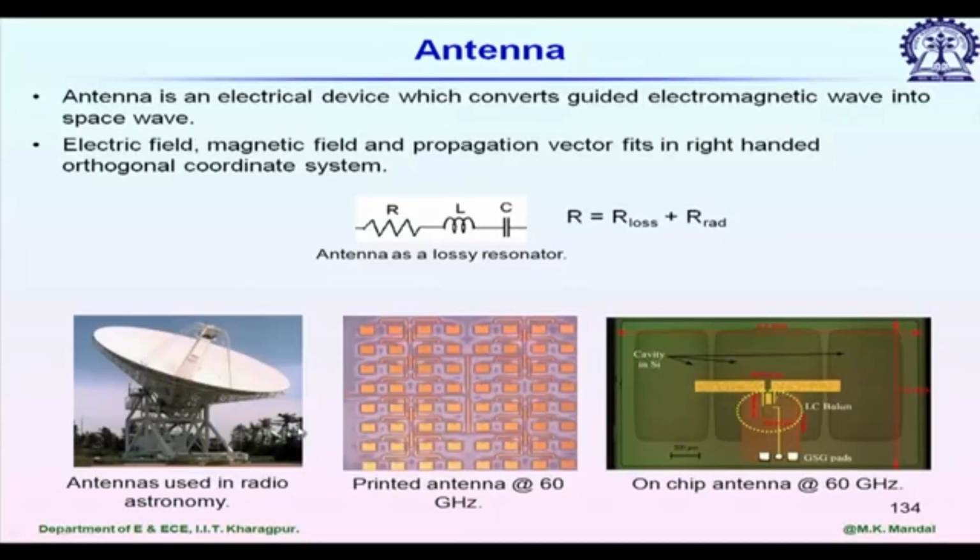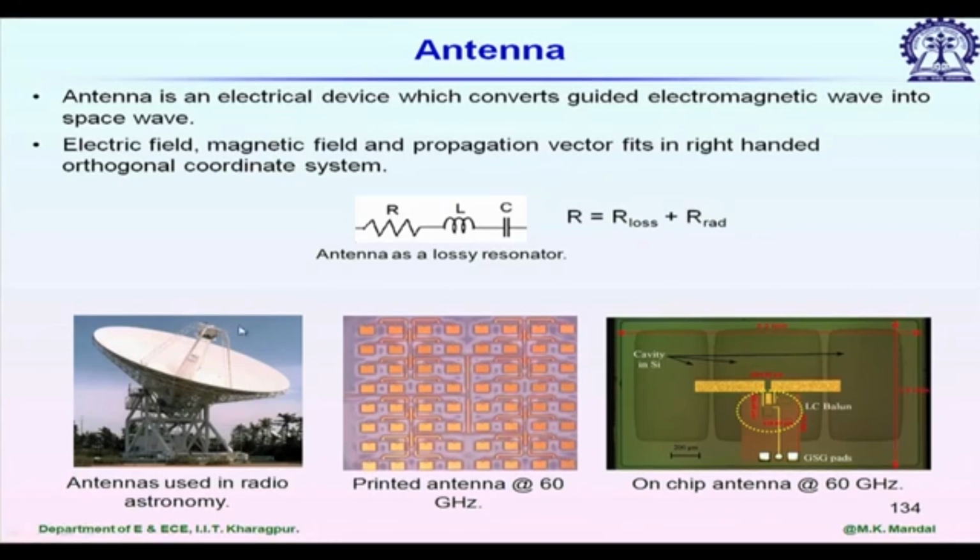Now, in free space, the properties of the electromagnetic wave: we know that the electric field, magnetic field and the direction of propagation form a right-handed orthogonal coordinate system, and the electric field and magnetic field are also in the same phase. So, for an antenna we have to generate these two electric field and magnetic field components which will be in the same phase.